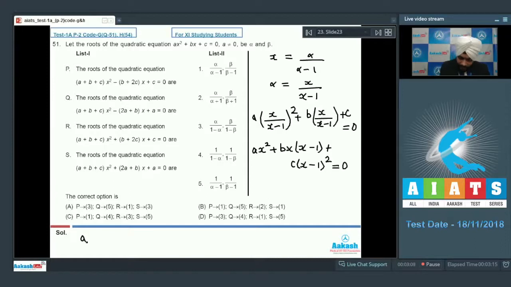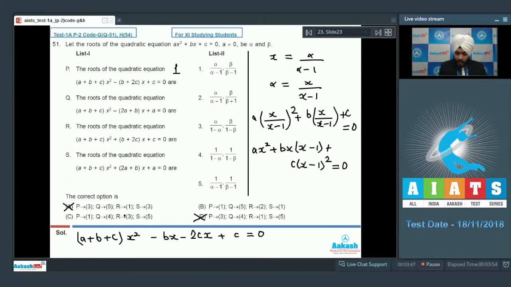You can easily collect the coefficients. It will be a plus b plus c of x square. Now it will be minus bx minus 2cx plus c is equal to 0. So you can see that a plus b plus c x square minus x, if we take common, the coefficient is b plus 2c. So option number 1 on the list 2 has p as the correct match in list A. So p goes to 1. Let us rule out the options. Option number A and option number D are ruled out.